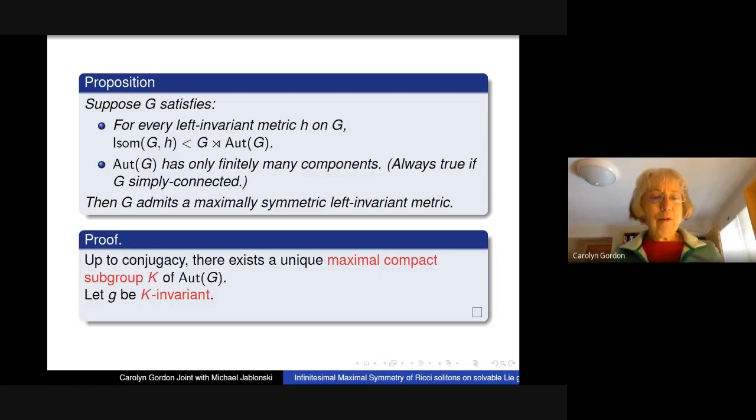And the proof is just that, up to conjugacy in the automorphism group, there's a unique maximal compact subgroup of the automorphism group. And so just take any metric that's invariant under such a maximal compact subgroup, and then up to automorphism, its isometry group will contain that of all others because of the first property.